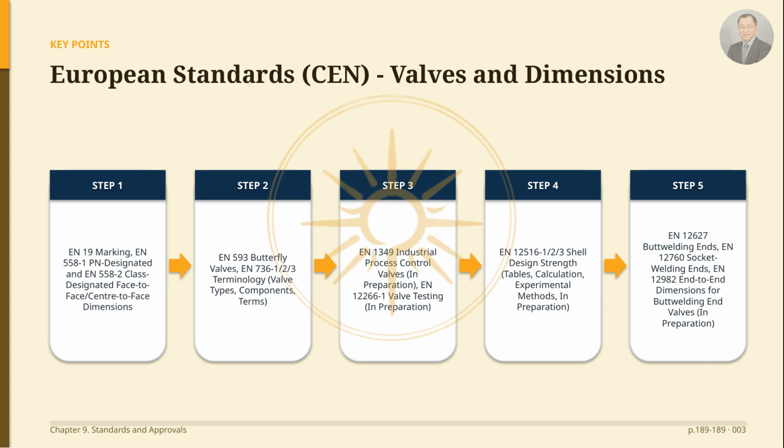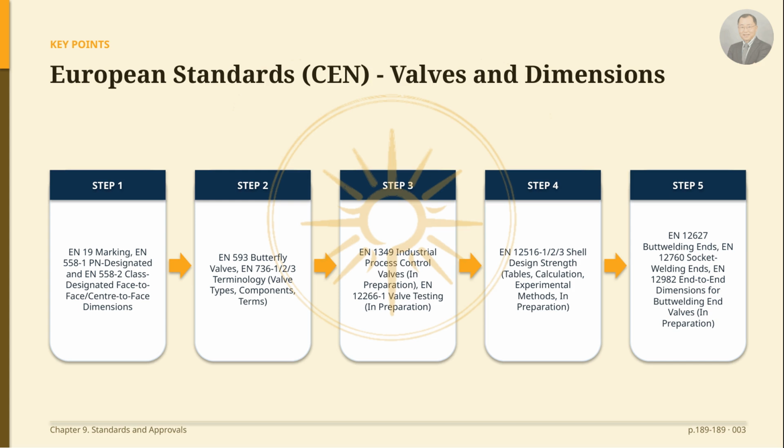I will introduce the Industrial Valve Standards from the European Committee for Standardization, CEN. EN 19 covers marking. Part 1 of EN 558 specifies face-to-face and center-to-face dimensions for PN-designated valves, and Part 2 covers the same dimensions for class-designated valves. EN 593 is for butterfly valves, and EN 736 covers valve types in Part 1, components in Part 2, and definition of terms in Part 3, with Part 3 currently in preparation.